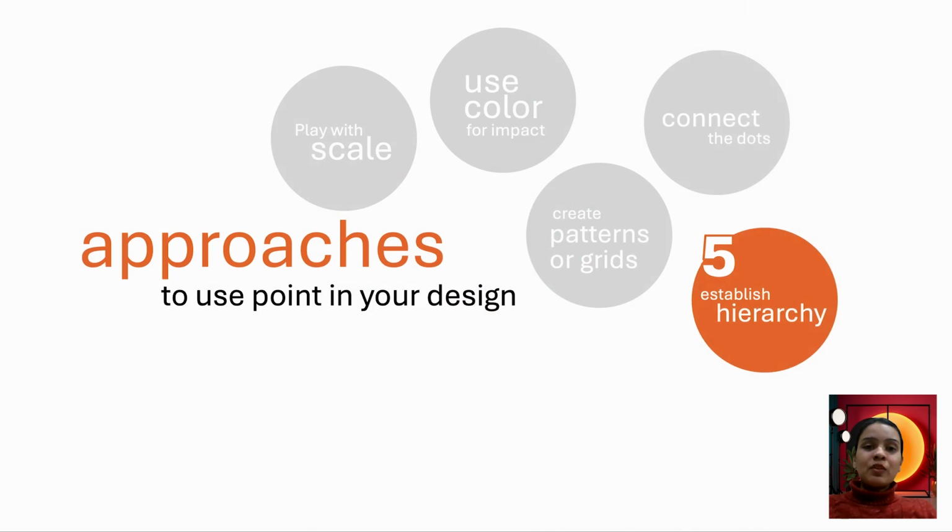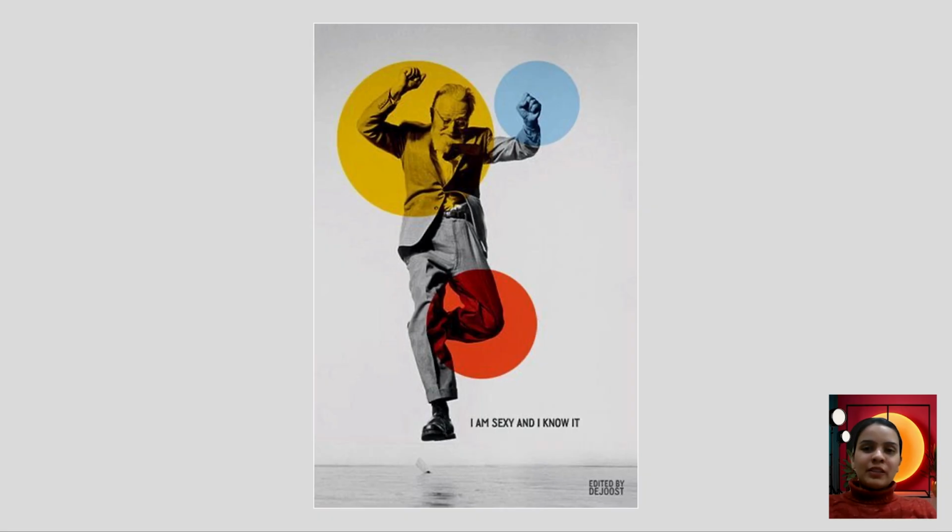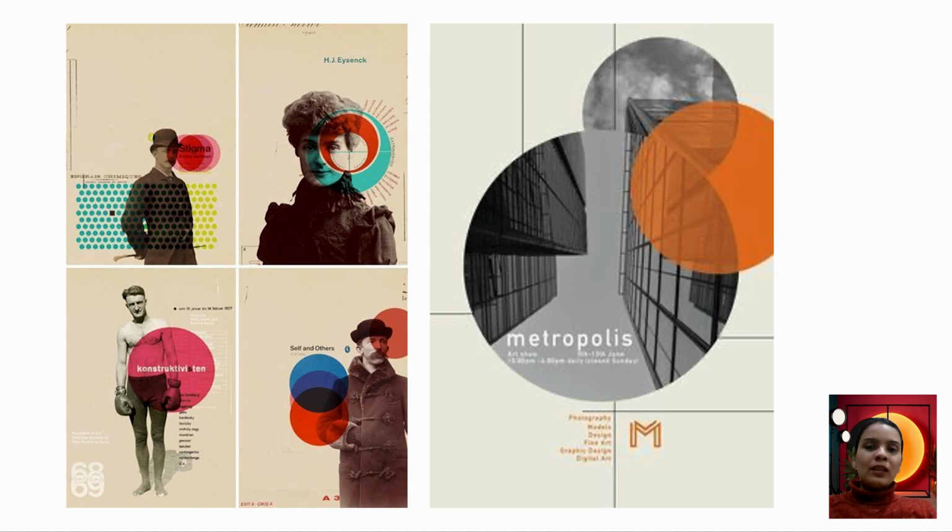You can also try establishing the hierarchy. Use varying sizes, color, or brightness together to establish hierarchy. Larger or brighter dots can emphasize key elements, while smaller ones support the overall structure.